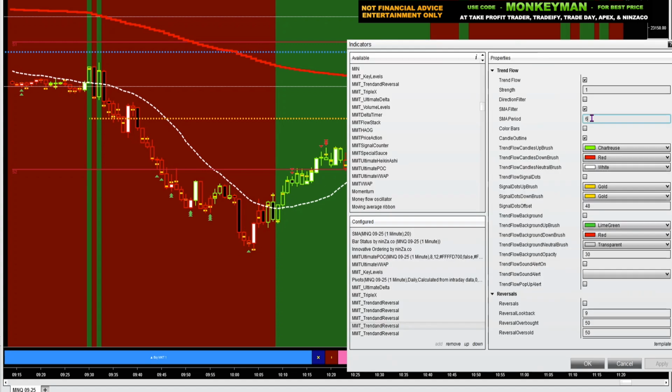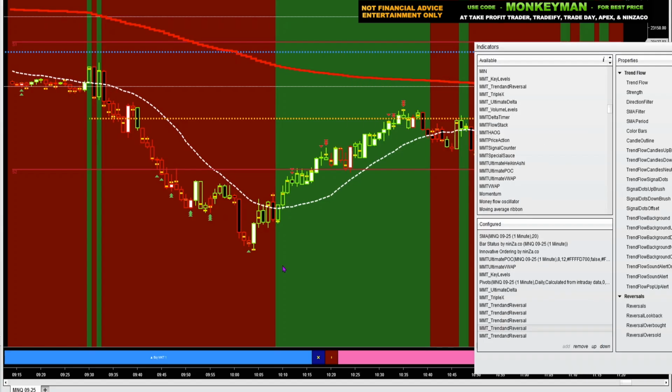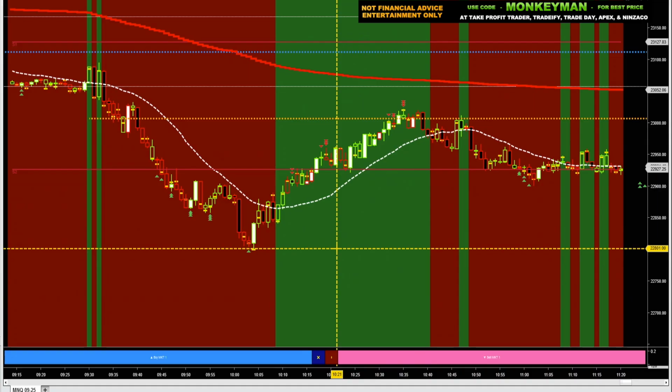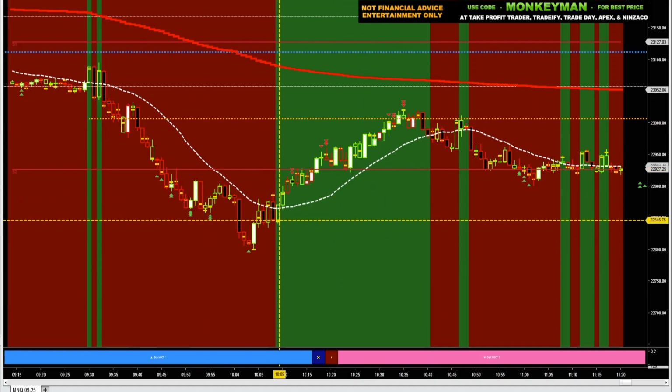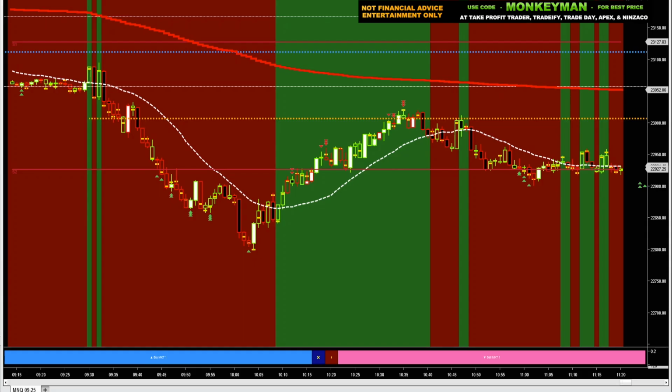Could also make the SMA smoothing a little bit less. Apply a 3 there. Now I'm getting in a little bit earlier again. A little bit less up and down. You could also use the trend core to paint the candle outlines with the ultimate delta as an input. There's so many different possible options with all the MMT indicators with different ways to customize the parameters. I hope you got some good ideas for your own trading.